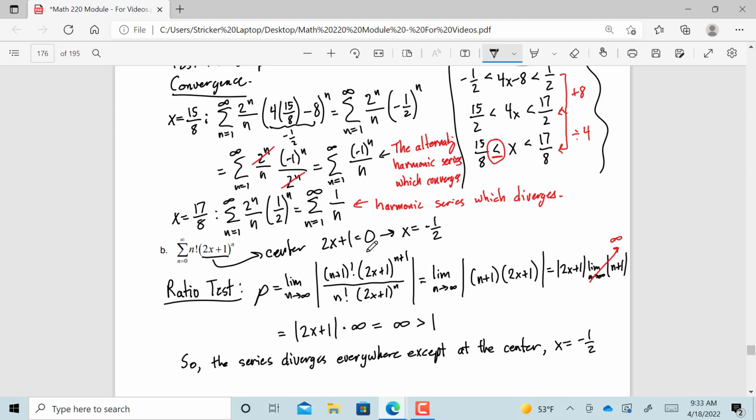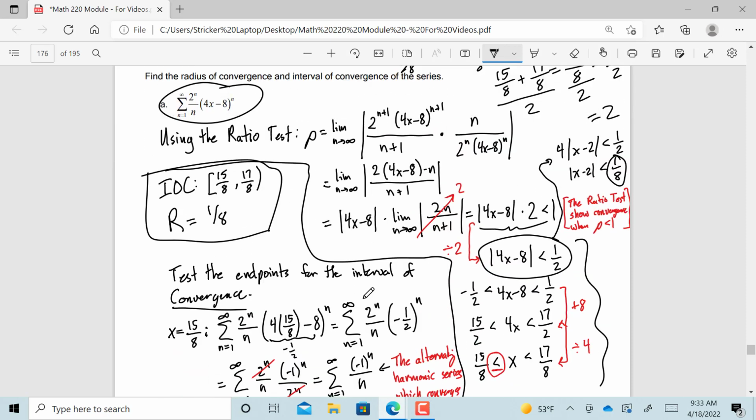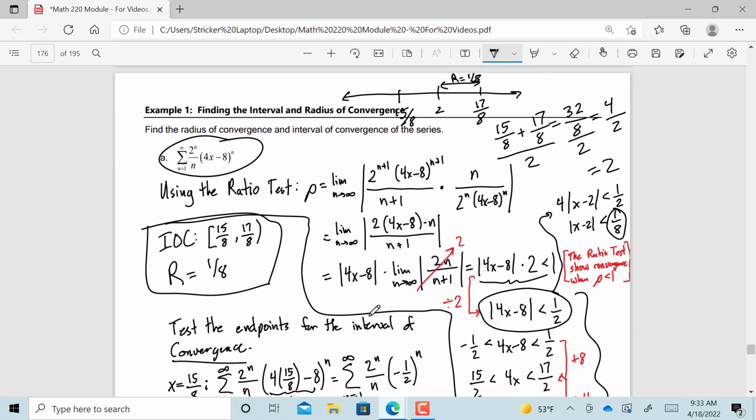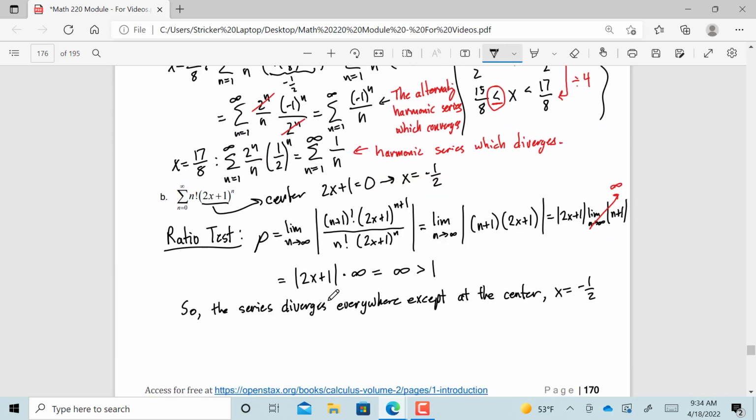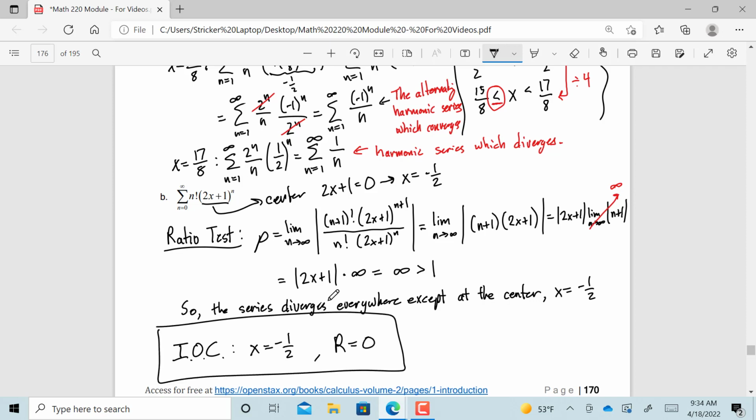We did that in the last one too, right? Well, we didn't do it that way, but we could have done it that way. We could have taken this and said 4x minus 8 equals 0, which means 4x equals 8, which means x equals 2. Okay, so this one's going to diverge everywhere. It's only going to converge at x equals negative 1/2. And so our answer here, our interval of convergence, is just the center. It's just x equals negative 1/2, which means our radius of convergence is 0. That's our answer.